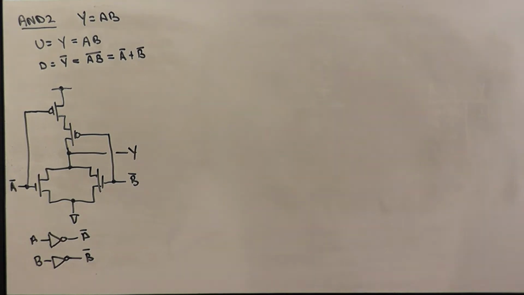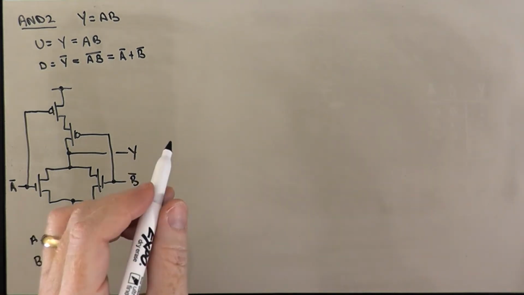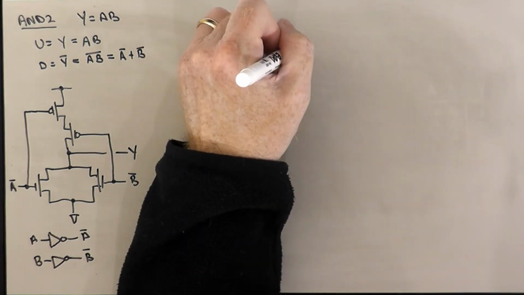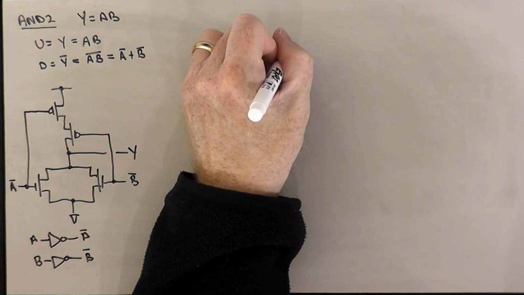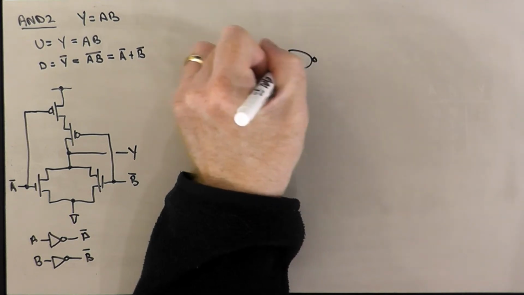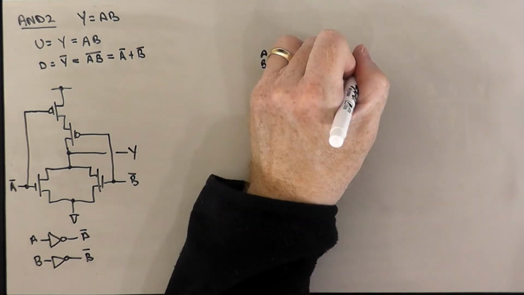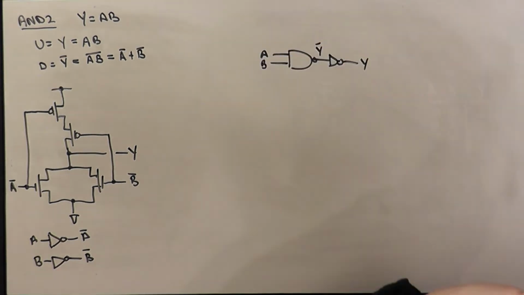Another approach would be to say, well, we know how to make a NAND 2, right? So we already did that. Another approach would be to say, well, we could take our 2-input NAND and stick an inverter on the output of it. Like so. And so, you know, we have these two different approaches. This was another approach.